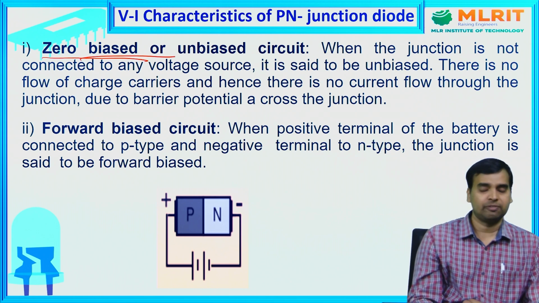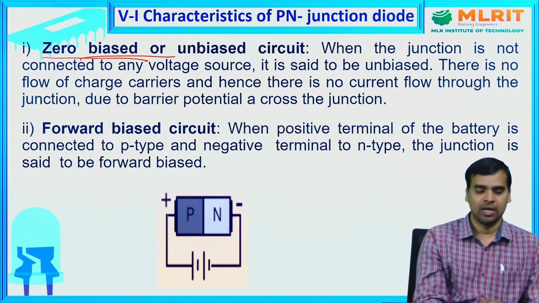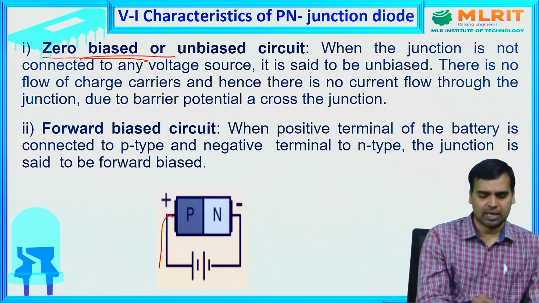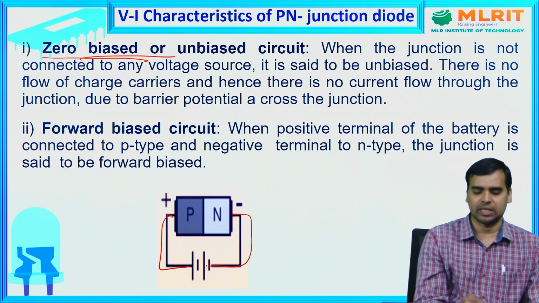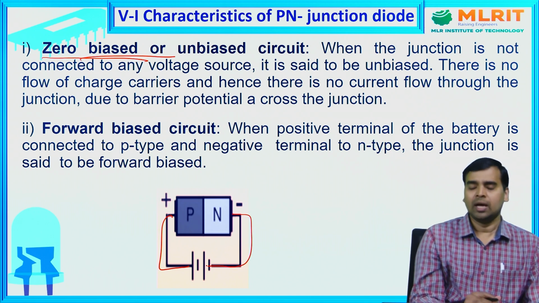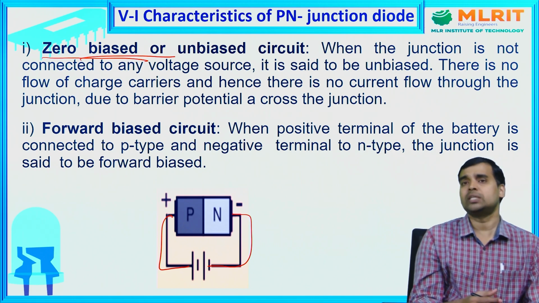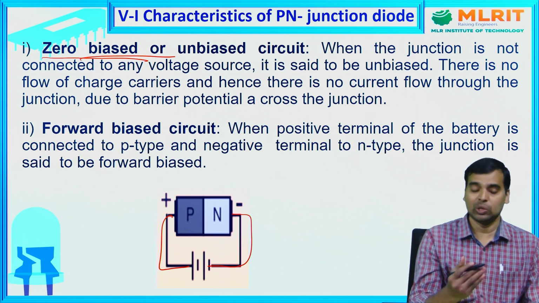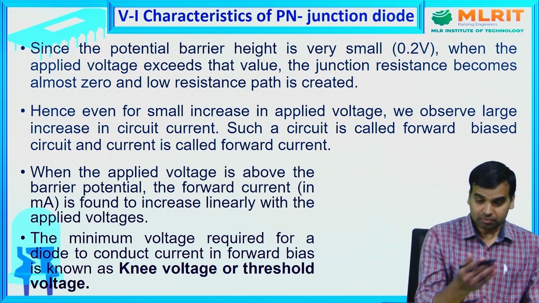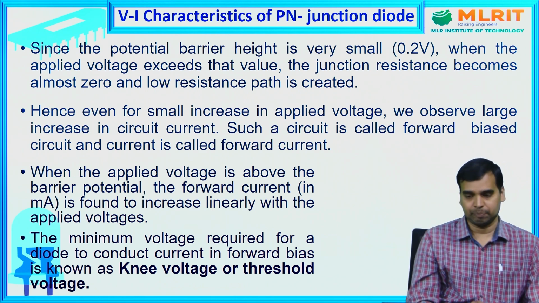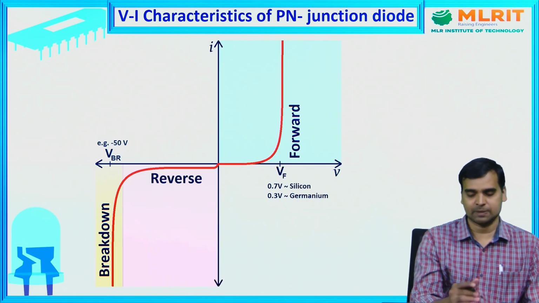Now, in order to get current flow across the PN junction diode, as I told you, there are two biases, forward bias and reverse bias. Forward bias in the sense that p-type is connected to the positive terminal and n-type is connected to the negative terminal. I hope you all know that in the forward bias condition, if the applied voltage is more than the knee voltage, there exists large current flow, so the forward biased PN junction offers low resistance. Now, for that forward bias condition, let me explain from this graph.